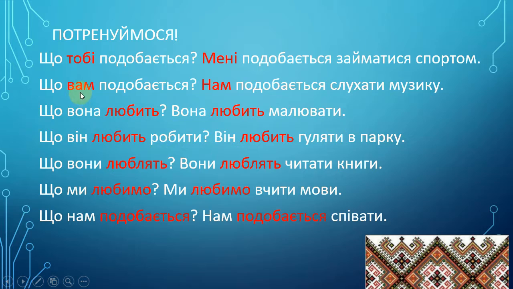This question can be asked to one person. Що вам подобається? Just if you respect this person, or if this person is older than you, or something like that. And this question, що вам подобається, can be asked to a group of people, like in this case. Що вона любить? What does she like? Вона любить малювати. She likes drawing. As you can see, вона любить in question, вона любить in answer. It doesn't change. We just join in the answer the action.